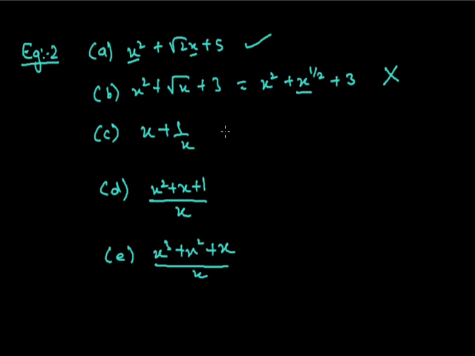Now in the third example, the expression is x plus 1 by x. If we simplify, what will we get? x plus x raised to the power minus 1, since 1 by x is x raised to the power minus 1. Now again, one variable term has the power 1 and the other term has the power minus 1. This one, x raised to the power 1, is okay, because in this case the power is a non-negative integral value.